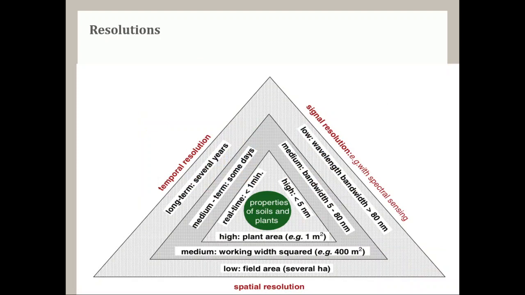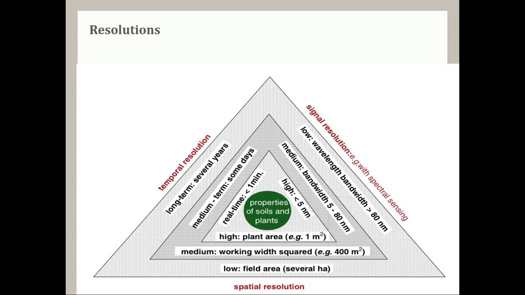So the resolution triangle is presented here: the temporal resolution, signal resolution with spectral sensing, and the spatial resolution. In the case of spatial resolution, low resolution is where the field area is several hectares. A medium resolution is a working width squared, for example 400 meter, and high resolution is the plant area, if we are capturing just the plant area or 1 meter square.